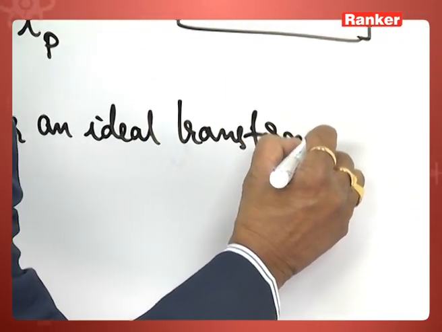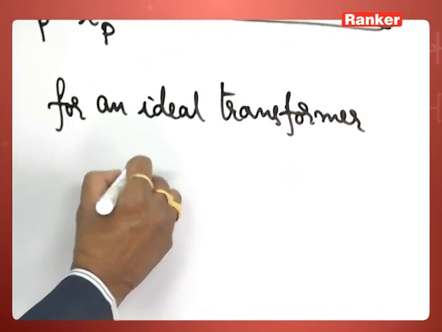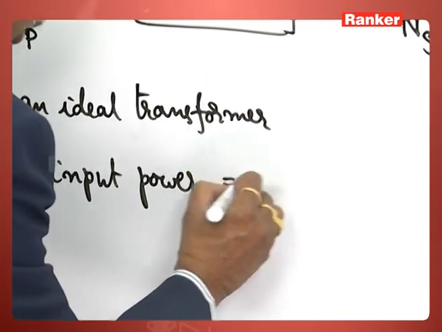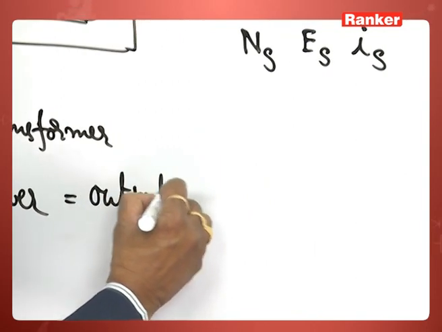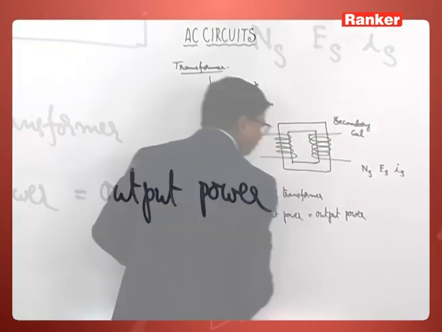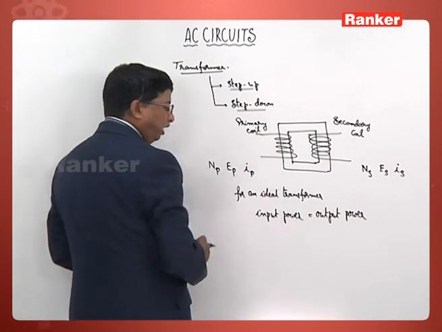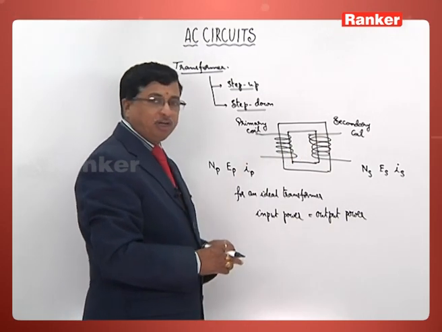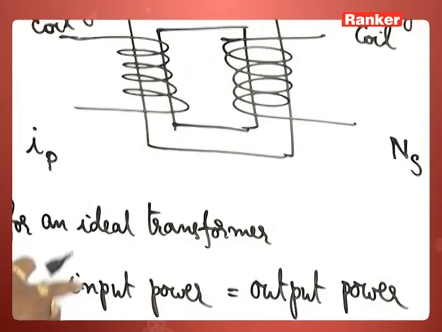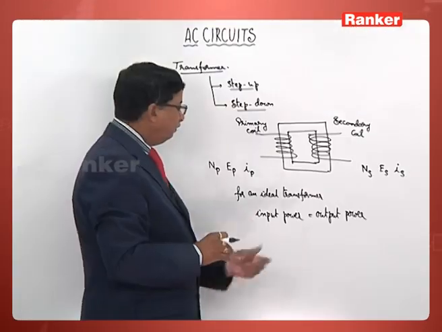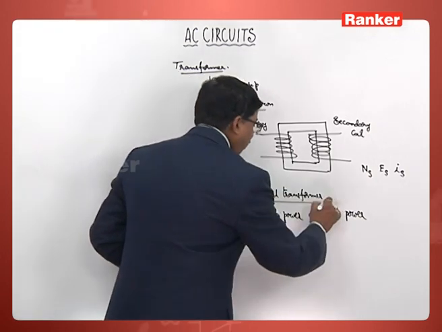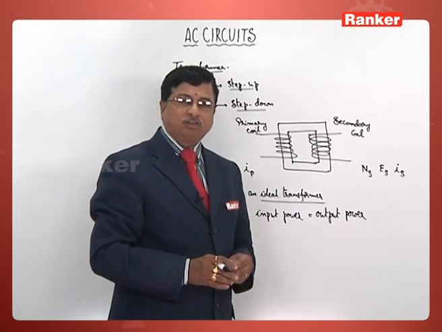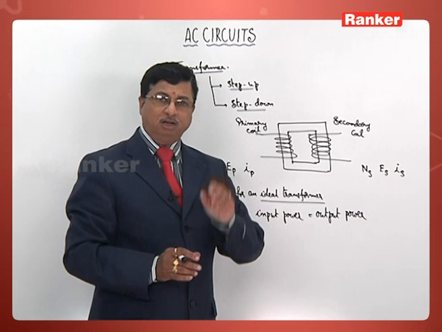we can write: input power is equal to output power. Whatever power input we are getting, and the power output we take over there across the secondary, if both are equal, that kind of transformer we call an ideal transformer. For all practical calculations, we consider the transformer to be ideal.